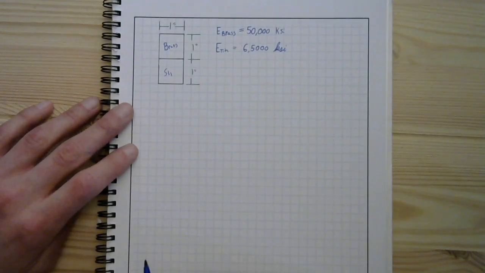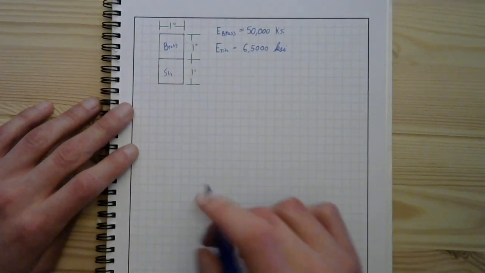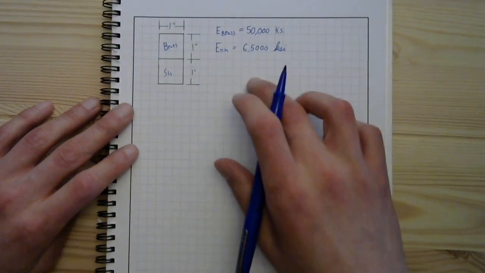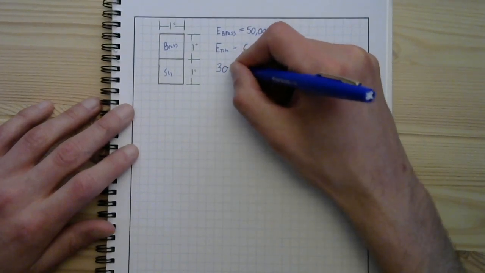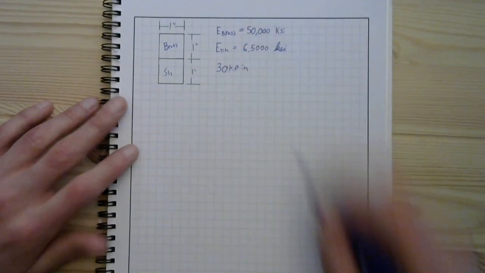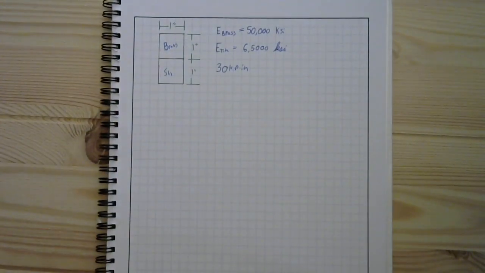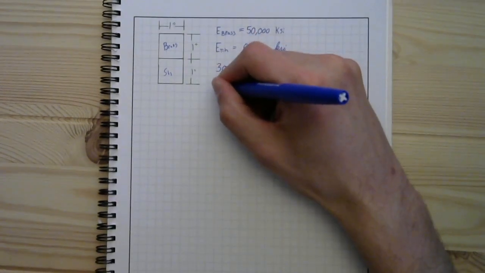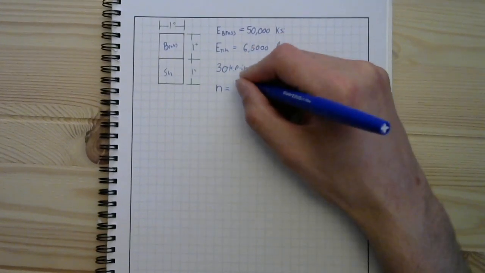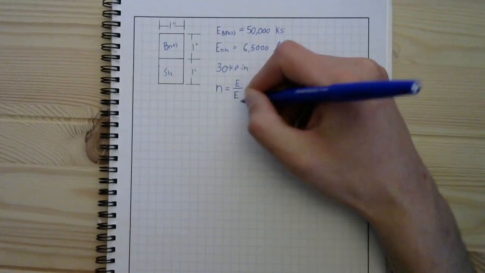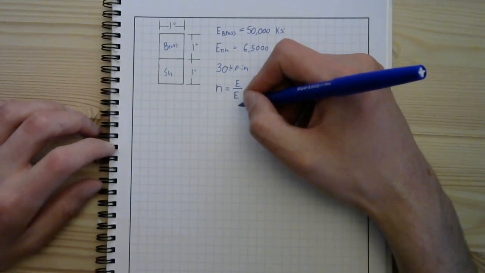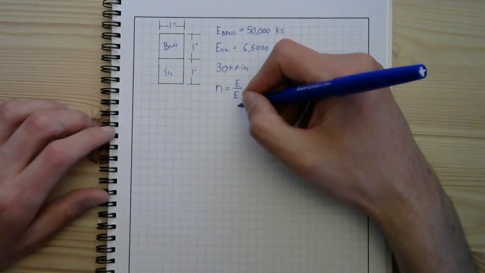But if we're going to subject this to bending, and in this case the bending this is going to be experiencing is 30 kip inches, we're going to need to determine the transformed section as well. So to do that, we're going to need N. N is equal to the ratio of the Young's moduli. It doesn't really matter which one you put on top and which one you put on bottom, just so long as you transform the one that's on the bottom.